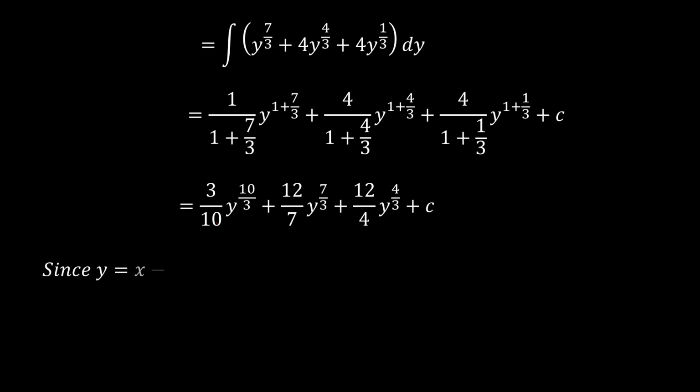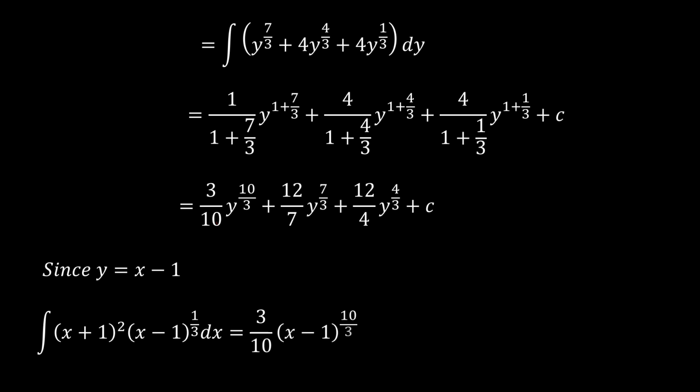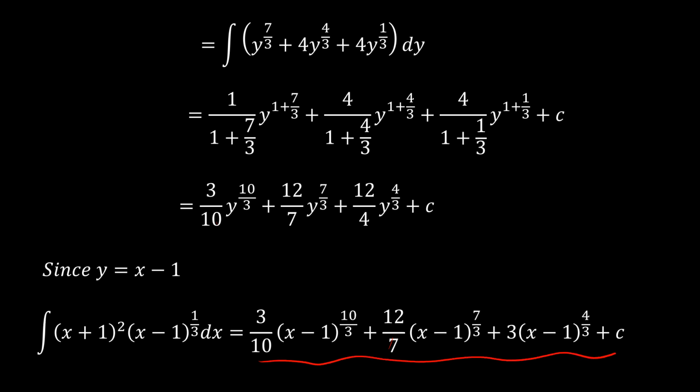Now, since we said y equals x minus 1, that means the integral of x plus 1 squared times x minus 1 to the power 1/3 is the same as 3/10, and then in place of y we plug in x minus 1, so 3/10 (x minus 1) to the power 10/3, plus 12/7 times (x minus 1) to the power 7/3, plus 3 times (x minus 1) to the power 4/3, plus the integration constant. And this here is the final answer.